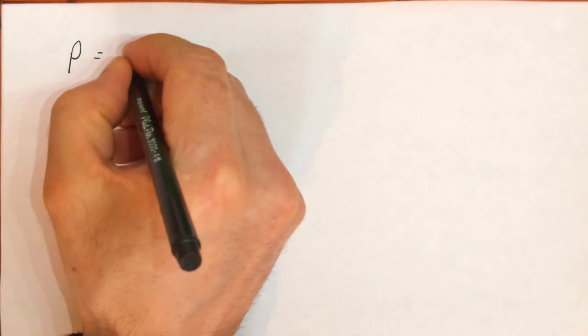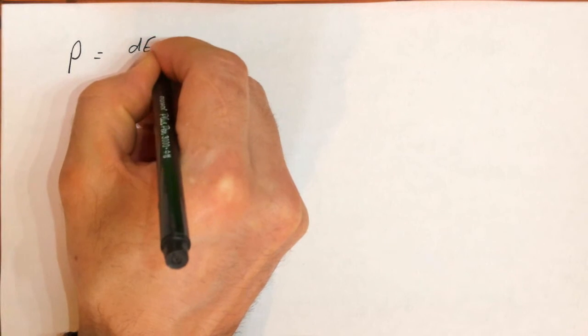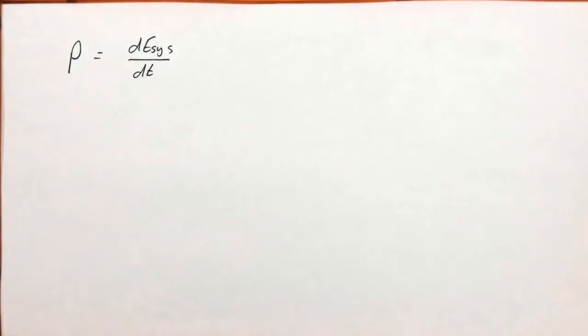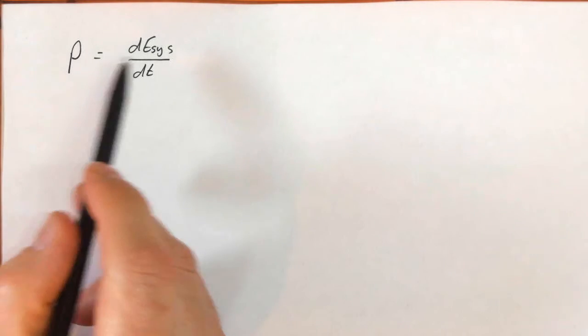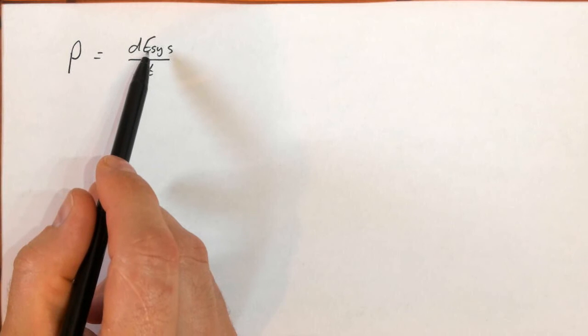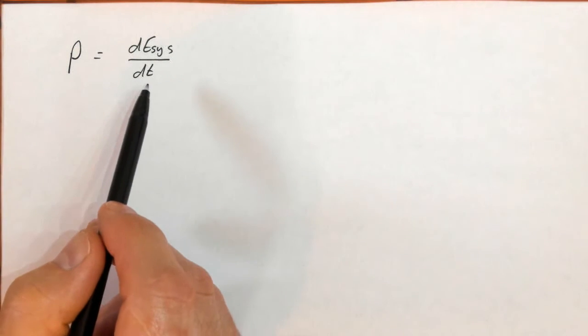Okay, now let's talk about power. We define power to be a change in energy of our system divided by a change in time. So this is basically saying, work is what happens to change the energy of a system. Power is basically how fast that is happening.